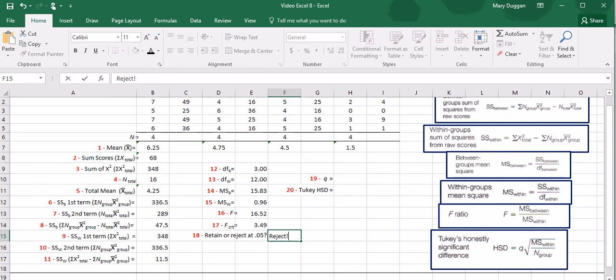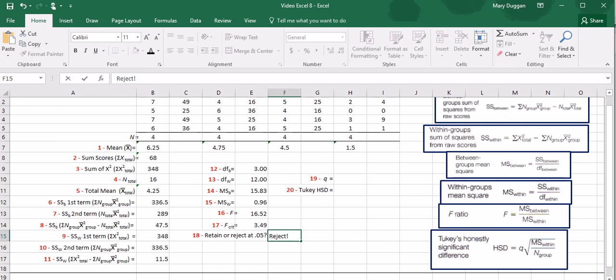Q is found in the table for Q, also in Appendix C in your textbook. It is entitled Percentage Points of the Studentized Range Q for the 0.05 and 0.01 levels of significance. It's a mouthful. In my textbook edition, it is Table E, but it might be a different table in your textbook, so just look for Q in the title. To find Q, we need degrees of freedom for within and the number of means. In our case, the within degrees of freedom right here is 12, and the number of groups is 4.